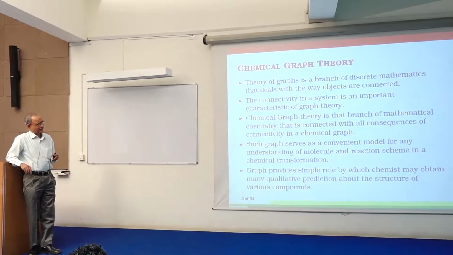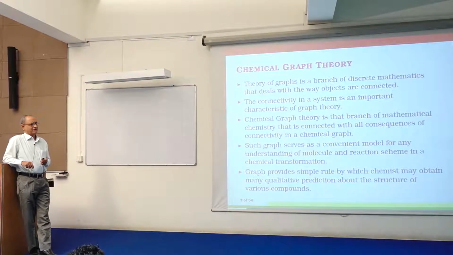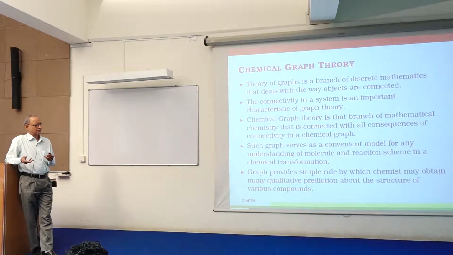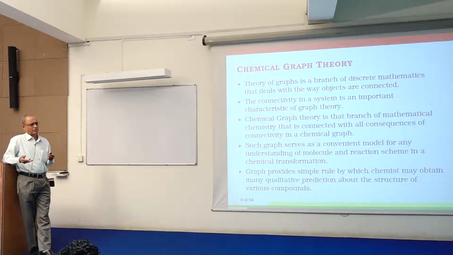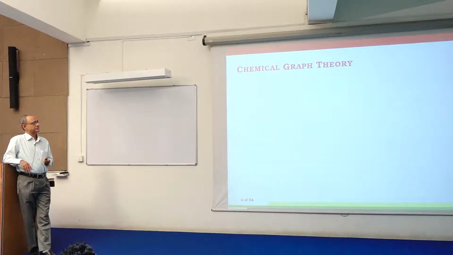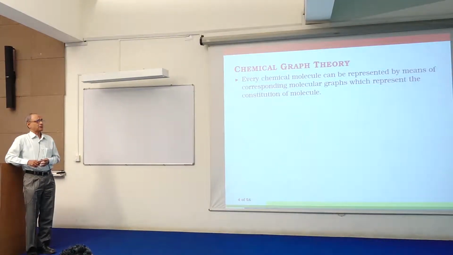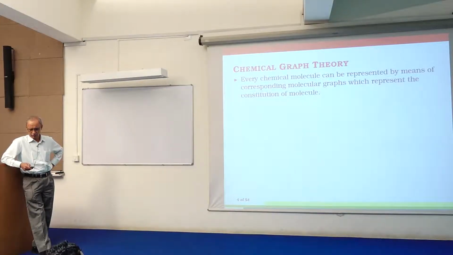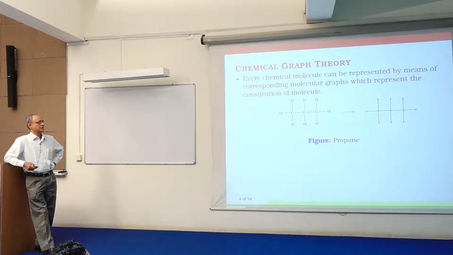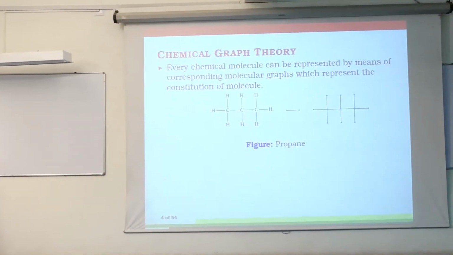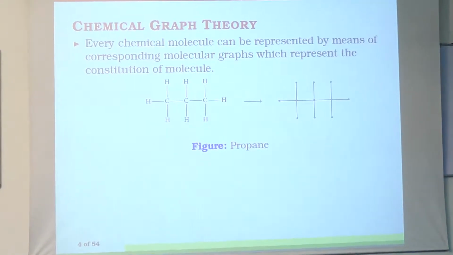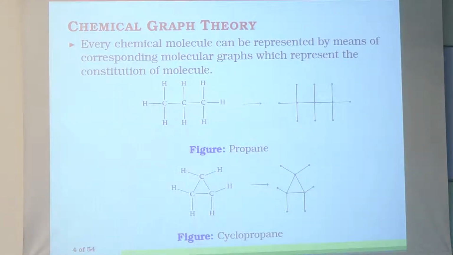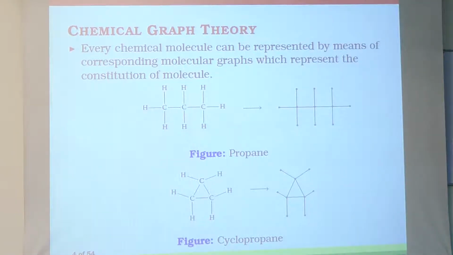So, when we consider any chemical graph, this graph provides certain ideas about the energy and the structural properties of various compounds. Every chemical molecule can be represented by a corresponding molecular graph which represents the constitution of the molecule. This is propane, C3H8, and here is the molecular graph of propane. One more molecular graph we consider is that of cyclopropane.